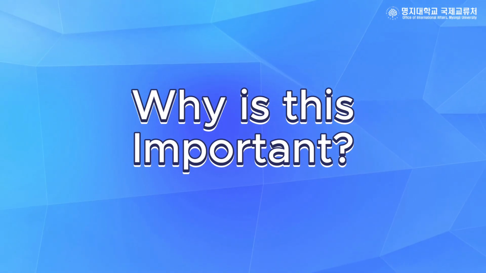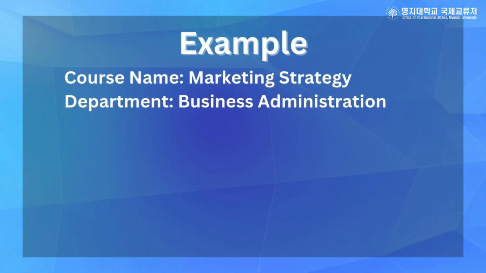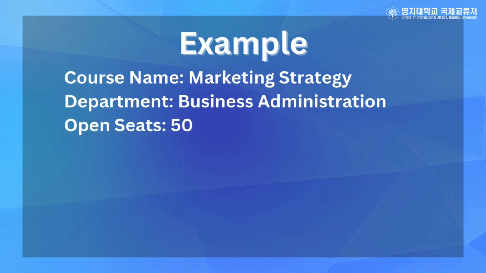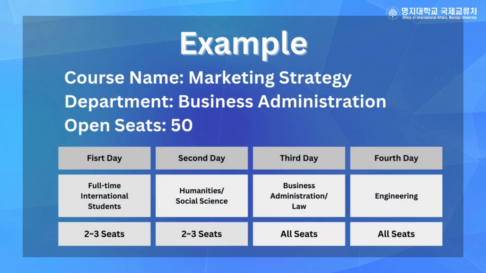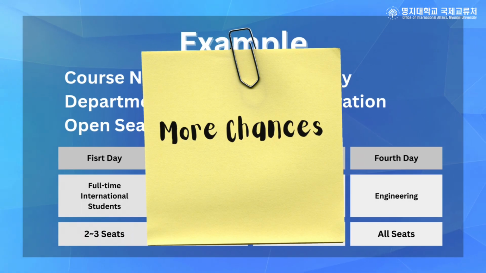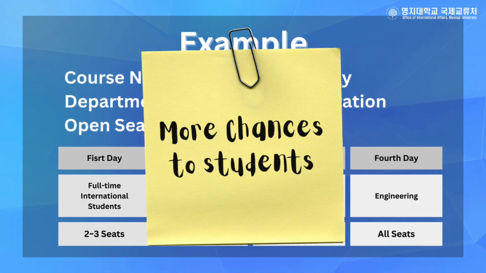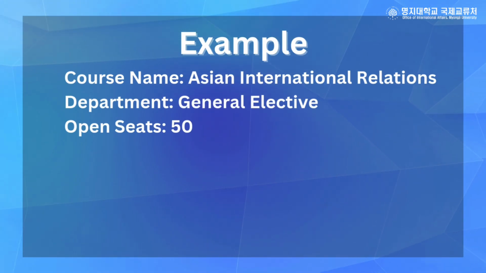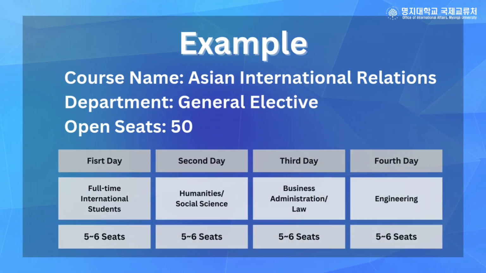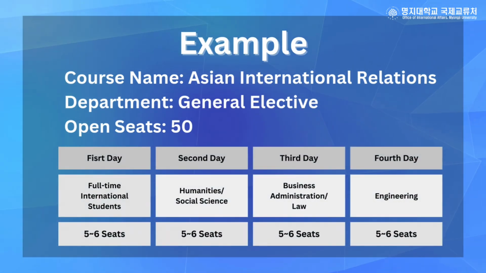Here's why these dates matter. If a course in the Business Administration department has the capacity of 50 students, for example, only a few seats will be open on the first day. More seats will be open on the day assigned for the Business Administration department, which allows students majoring in this department to have priority in the course selection process. For general elective courses like Asian International Relations, only a small percentage, around 20 to 30% of seats, will open up on the first day, with more seats opening on the following days.